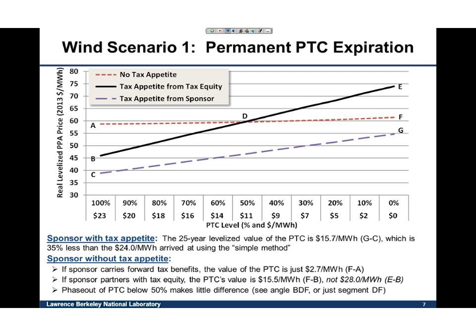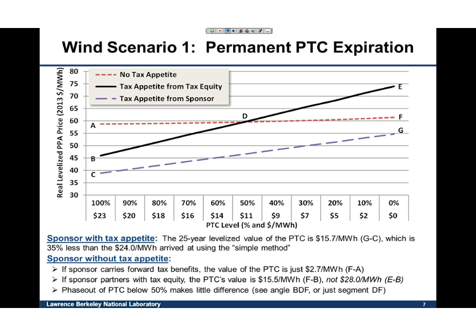Okay, turning now to a sponsor without tax appetite, which is the red dashed line, we can see that the PTC is only worth about $2.70 per megawatt hour, which is point F minus point A. This is because such a sponsor has to carry forward the PTC so far into the future that its present value is greatly diminished, which in turn means that you're actually not giving up much if the PTC permanently expires.